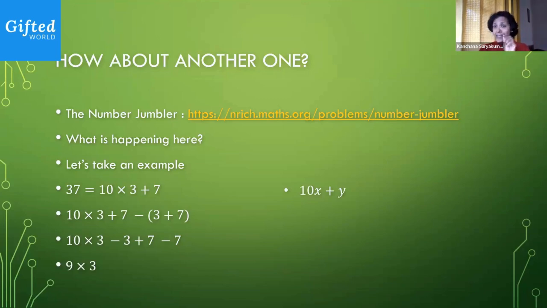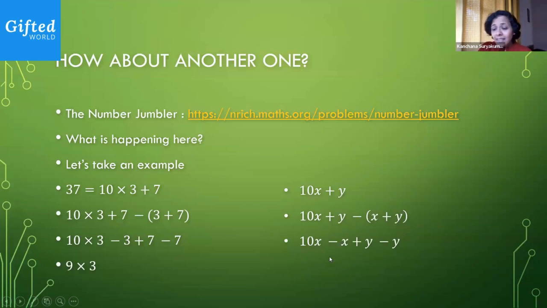So I'm writing 10 times some number in the tens place, plus some other number in the units place. I'm going to subtract the sum of the two digits, just like I did for 37. So I'm doing 10x plus y, and I'm going to subtract x plus y. Again, I notice I have a plus y here, and I'm going to subtract a y. So let me take a shortcut and do y minus y. I'm left with 10 times x minus x. What does that mean? It is going to be 9 times x.